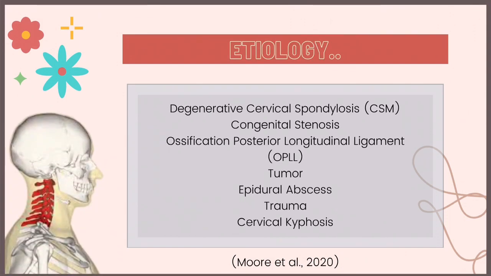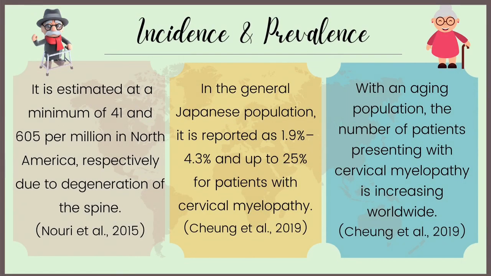This is the etiology of cervical myelopathy, where the ossification of the posterior longitudinal ligament (OPLL) is the most important and main cause of cervical myelopathy. For the incidence and prevalence, based on Nori et al. 2015, it is estimated at a minimum of 41 and 605 per million in North America respectively due to degeneration of the spine. In the general Japanese population, it is reported as 1.9% to 4.3%, and up to 25% for patients with cervical myelopathy. And with an aging population, the number of patients presenting with cervical myelopathy is increasing worldwide.